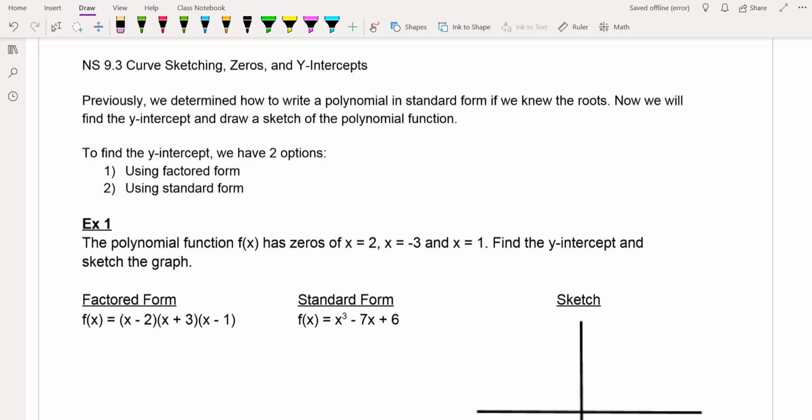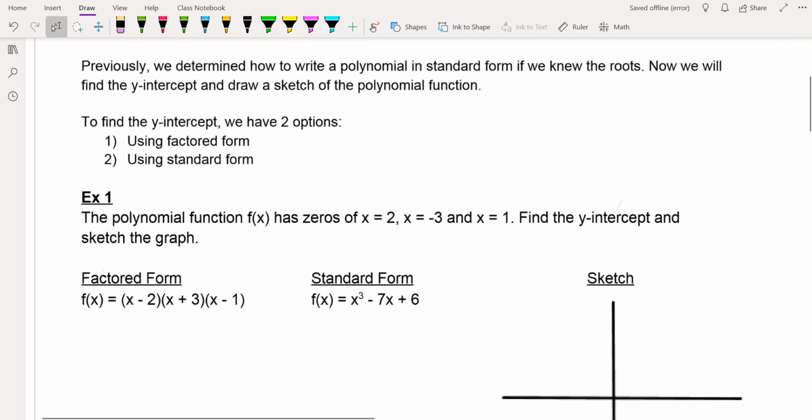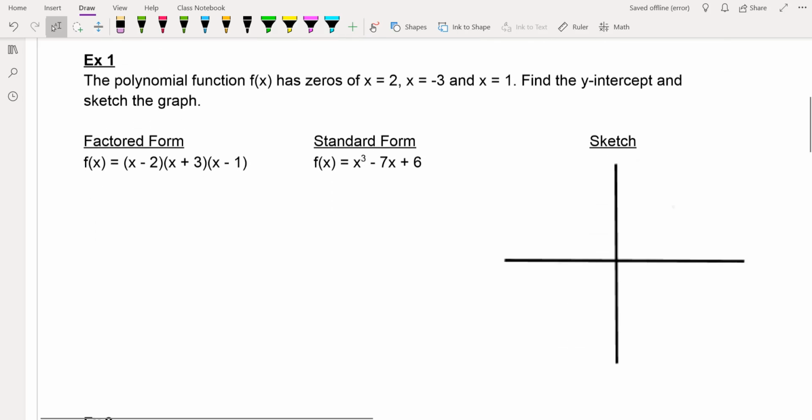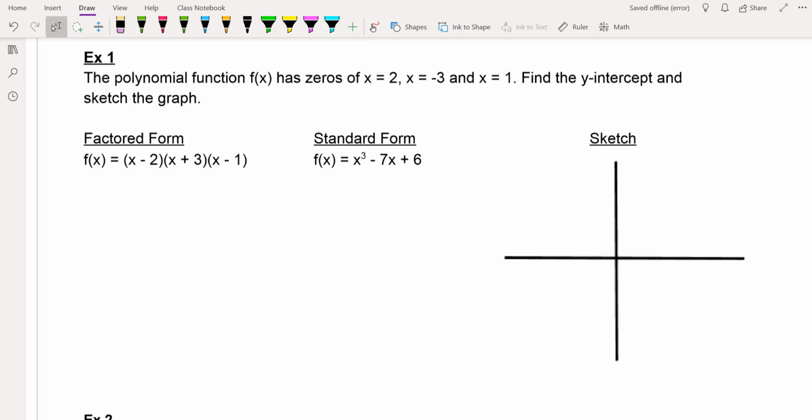So what I want you to do is think about it from this perspective. We know the roots, or the x-intercepts, zeros, solutions, because remember, all of those mean the same thing. Now we're going to find the y-intercept and sketch the polynomial function. To find the y-intercept, we have two options. We can use factored form or the standard form. So here we're given our zeros of 2, -3, and 1 for our first example, and we're going to find the y-intercept and sketch the graph.